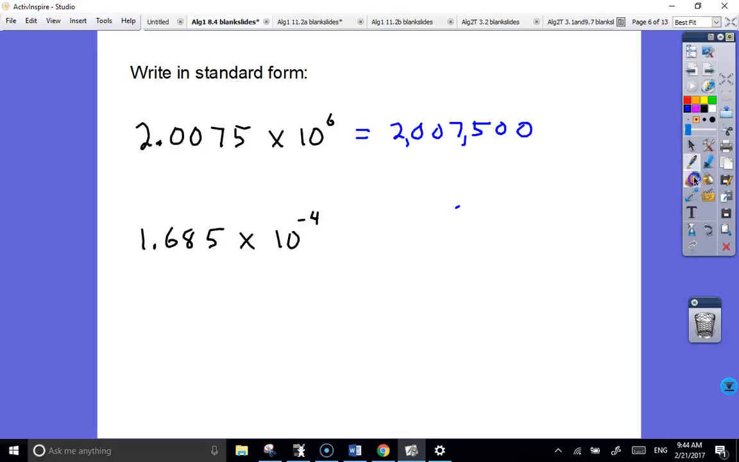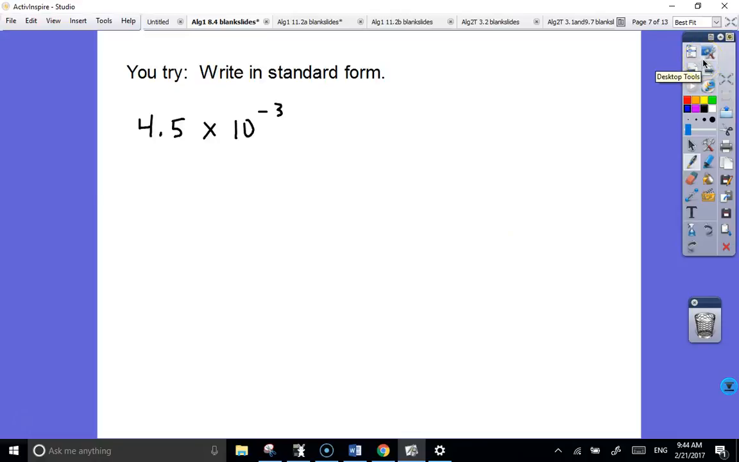What about the second one? Go to the left. Since it's a negative exponent, we're going to go to the left 4. So it's going to start with a 0 point. And how many zeros do I need before the first one? 1, 2, 3. The fourth one is going to be the 1, and then 6, 8, 5. If you're more sure of what we did first than this, then just try to go backwards and see that it works. So 1, 2, 3, 4. That would give us the 1.685. Okay, try to write that one in standard form.